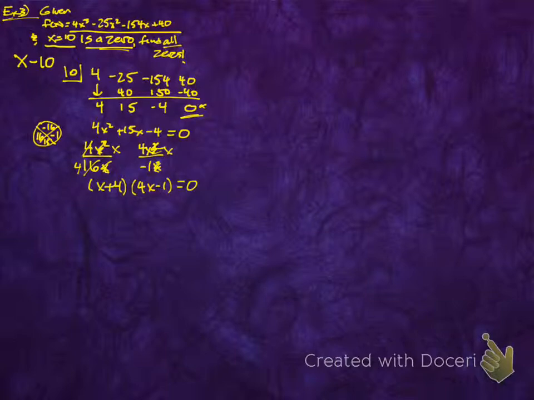And now I just have to find the zeros for each. If I set x plus 4 equal to 0, I get a 0 of -4. And if I set this guy equal to 0 and add 1, I get 4x equals 1. And if I divide by 4, I get a 0 of 1/4. So these are the other zeros, and if I needed to include the first one, the first 0 that they gave me was 10. So I found all the zeros for that polynomial given one of the zeros. So the key is synthetic divide to save some time, and if you can do that and get a 0 remainder, you can factor that original polynomial and answer more questions.